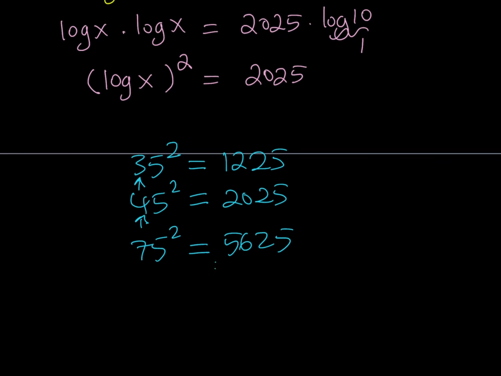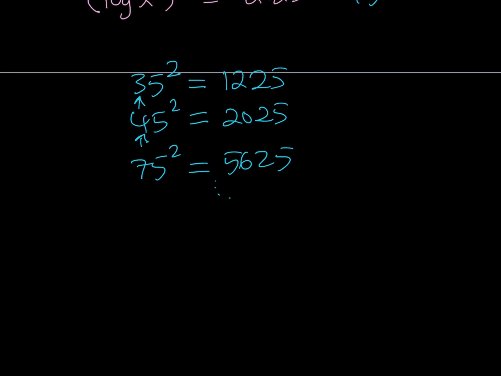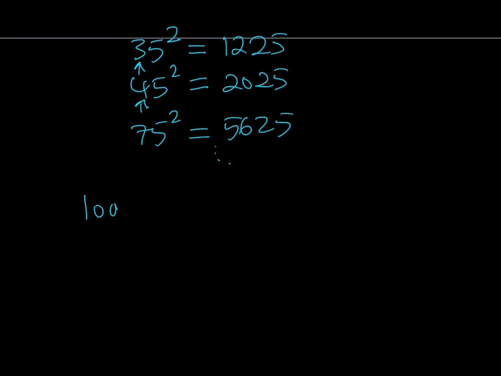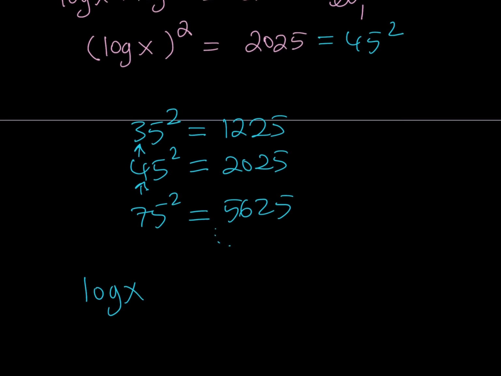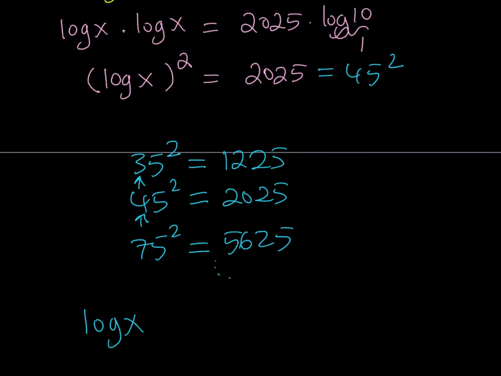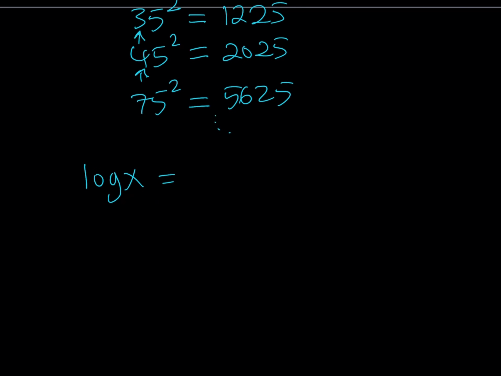Yes, and of course there are other shortcuts which we can talk about, but let's get back to this. So my point was to kind of illustrate that I know 2025 is 45 squared. Great. So this gives us two solutions. Log x could be the square root of this, absolute value stuff, and so on and so forth. So log x is either 45 or log x is negative 45.